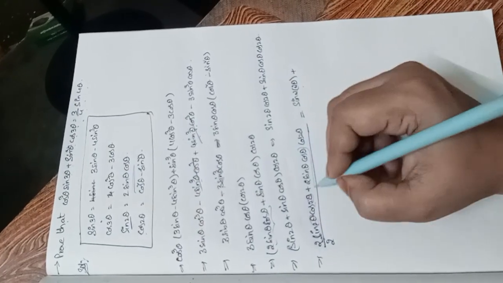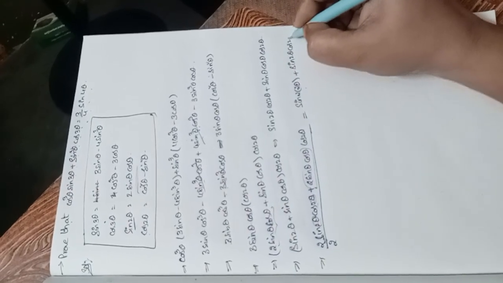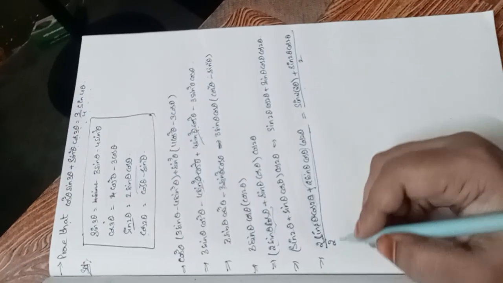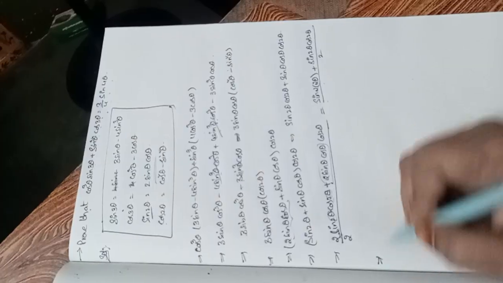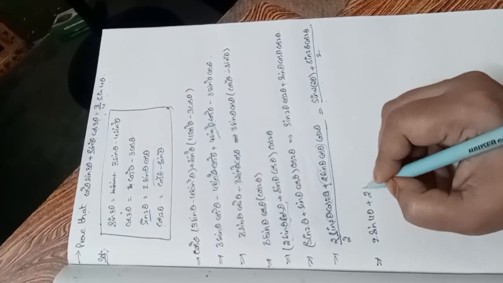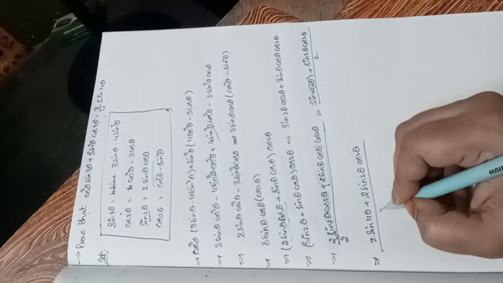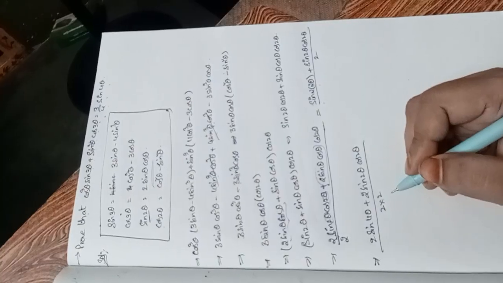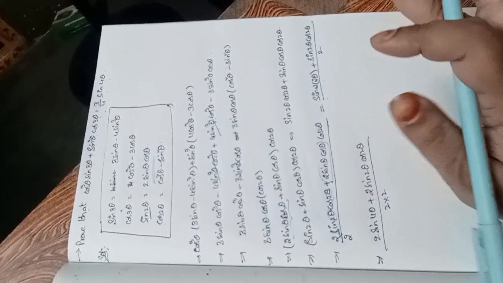Plus this part becomes again sin 2 theta, sin 2 theta cos 2 theta by 2. Again I am multiplying and dividing by 2. 2 sin 4 theta plus 2 sin 2 theta cos 2 theta by 2 into 2. I am just multiplying and dividing by 2.